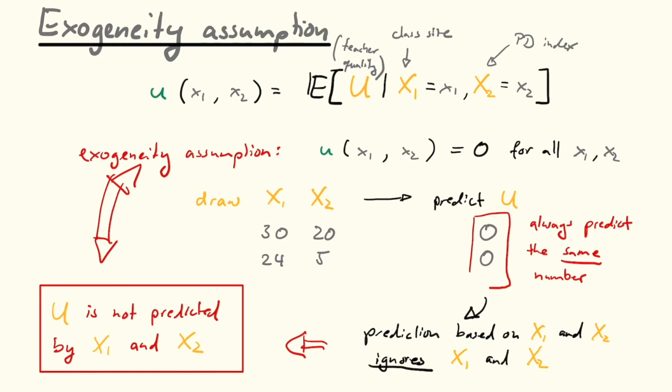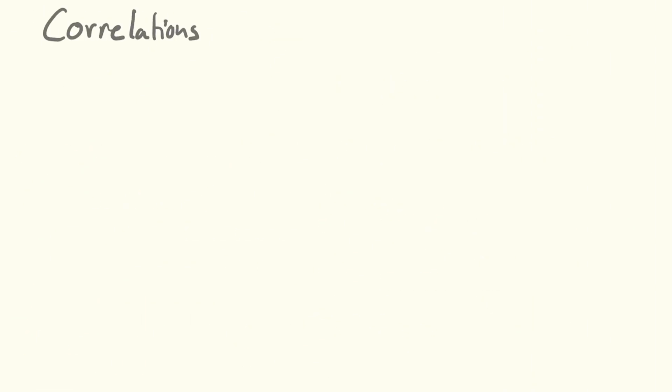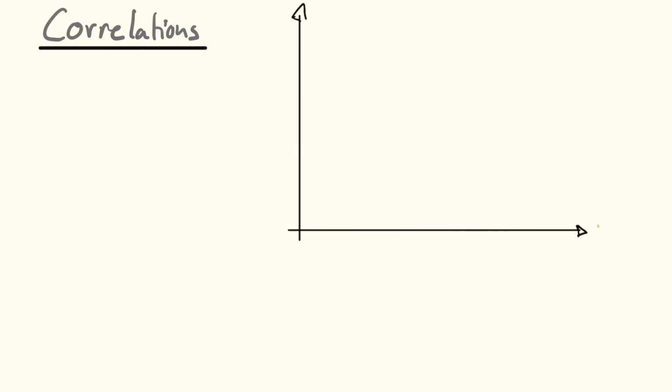Let's talk about correlations. We consider the joint distribution of x1 and u. Suppose that we are able to draw samples from this joint distribution. And suppose that a typical sample looks like this. What comes to mind when you see this distribution? Yes, exactly. u and x1 are probably positively correlated.